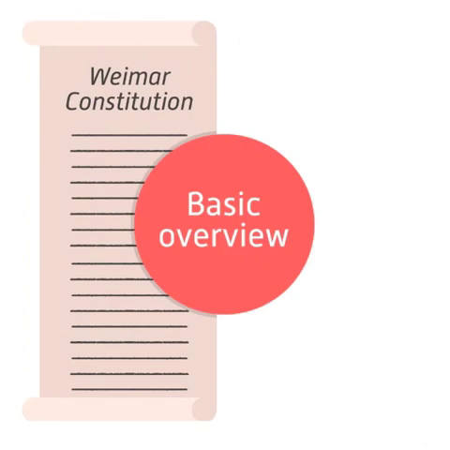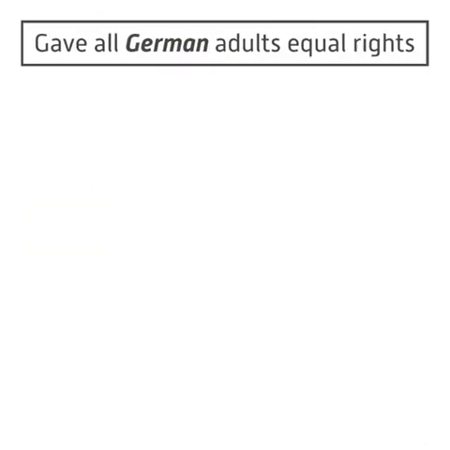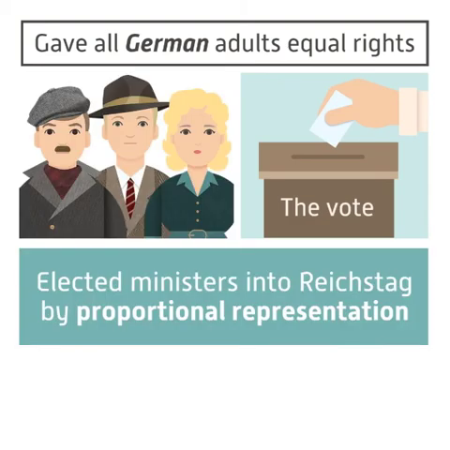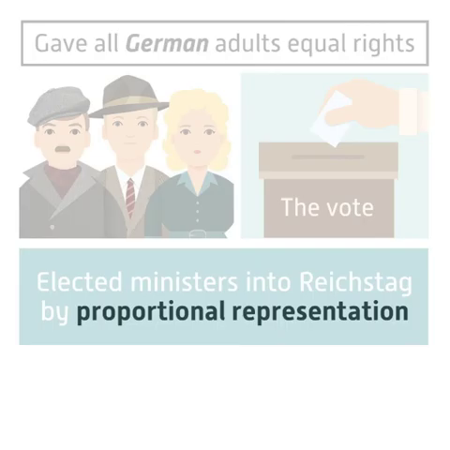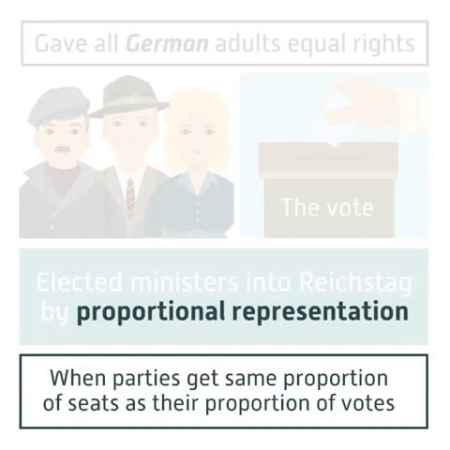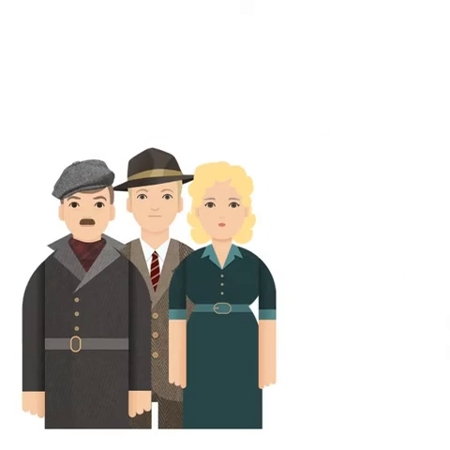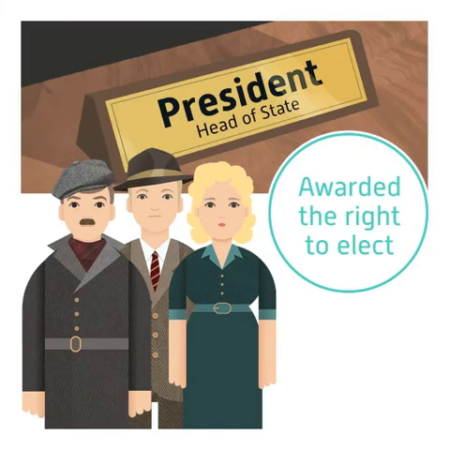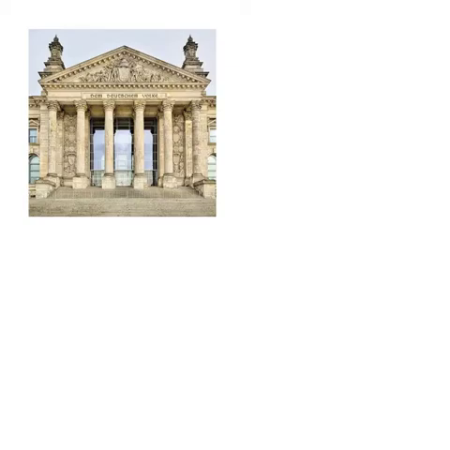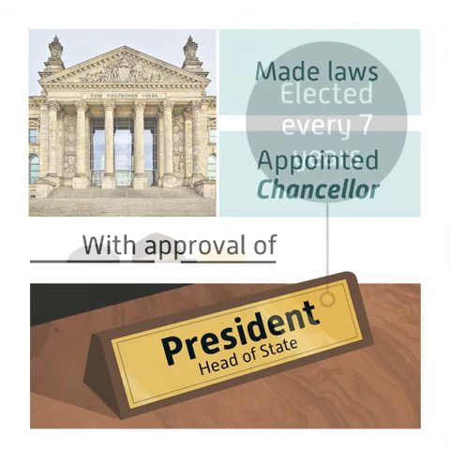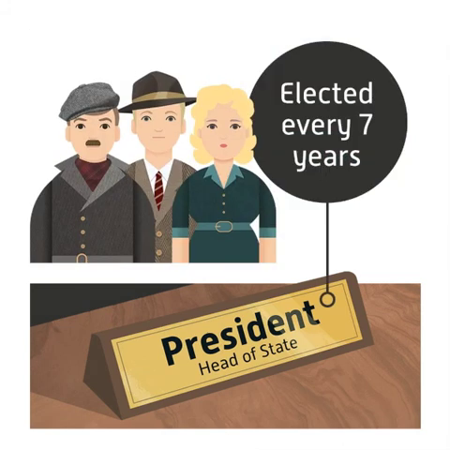Let's talk through a basic overview of the Constitution. Firstly, the Constitution gave all German adults equal rights and the vote. The citizens of Germany now elected their ministers into the Reichstag by proportional representation. Proportional representation is when parties get the same proportion of seats as their proportion of votes. The German people were also awarded the right to elect the president, the head of state. The Reichstag made laws and appointed the Chancellor with the approval of the President. The President was elected by the citizens of Germany every 7 years.